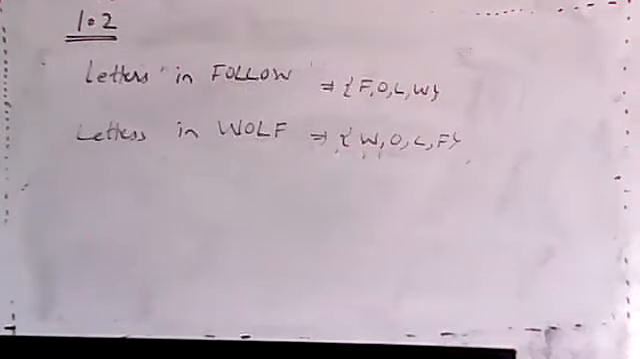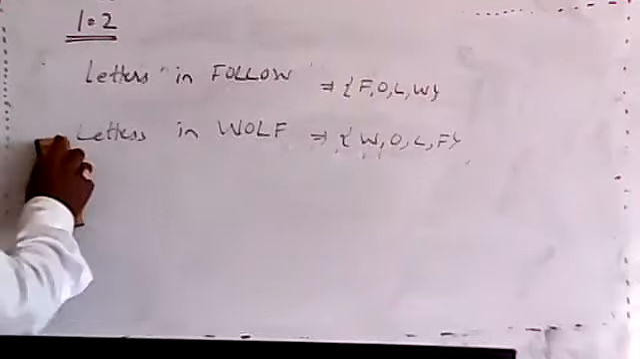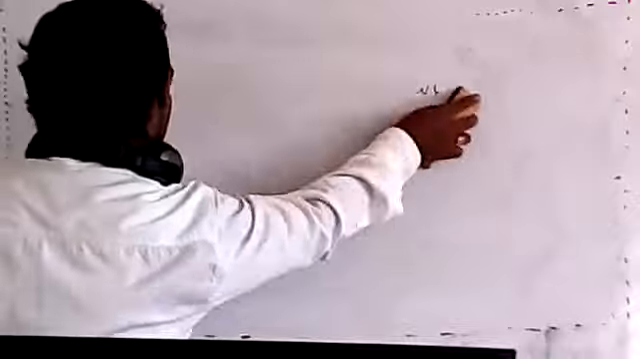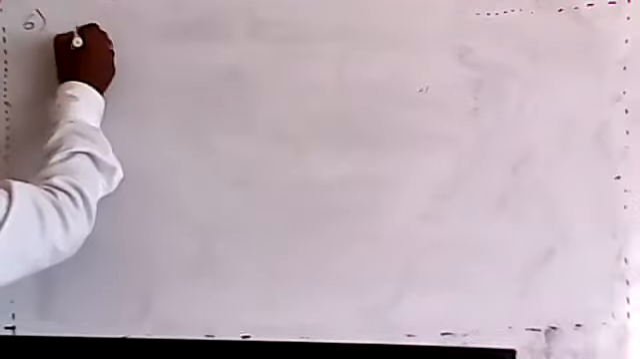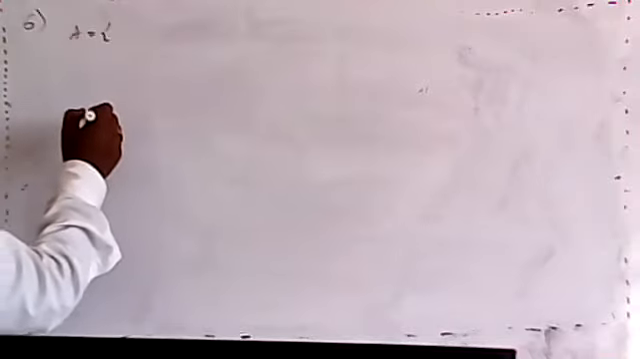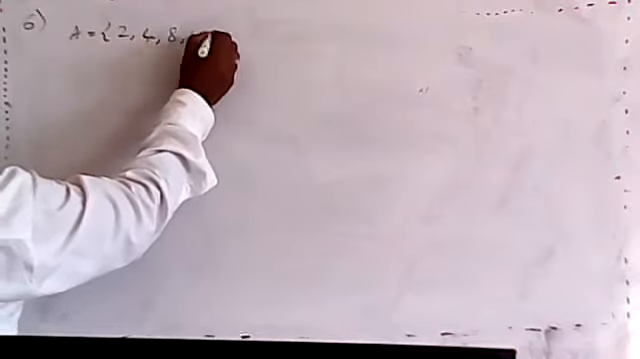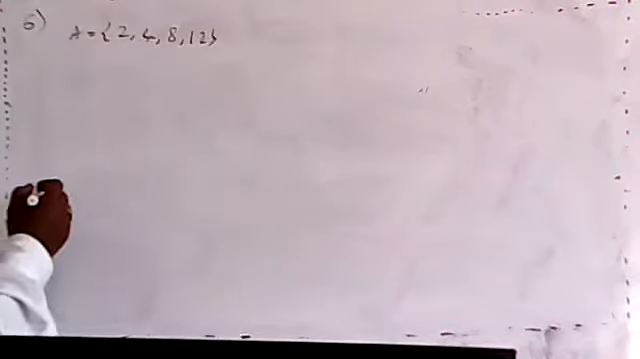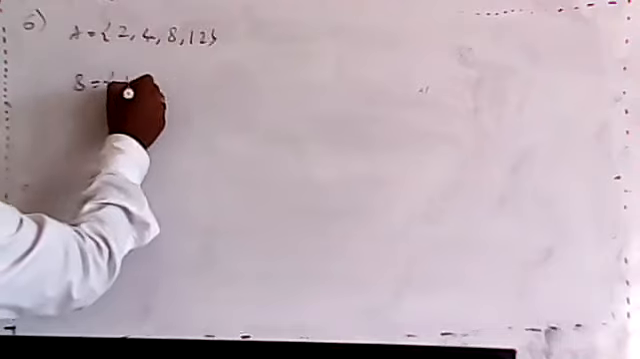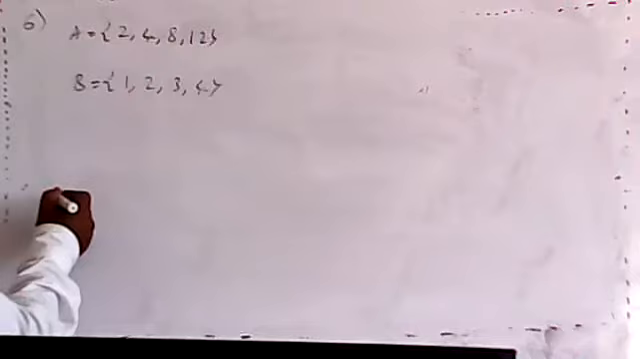Now I will write some sets. Among these, you have to search equal sets. Let me write the sets on the board. That's the last question in the exercise. Sixth main question. I have given some sets: A having the elements 2, 4, 8, 12. Again, the set B having 1, 2, 3, 4. Again, set C having 4, 8, 12, 14.